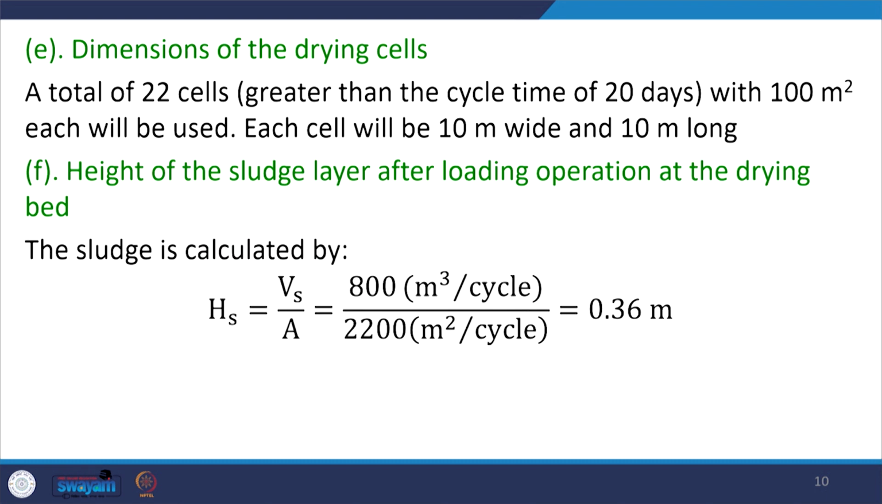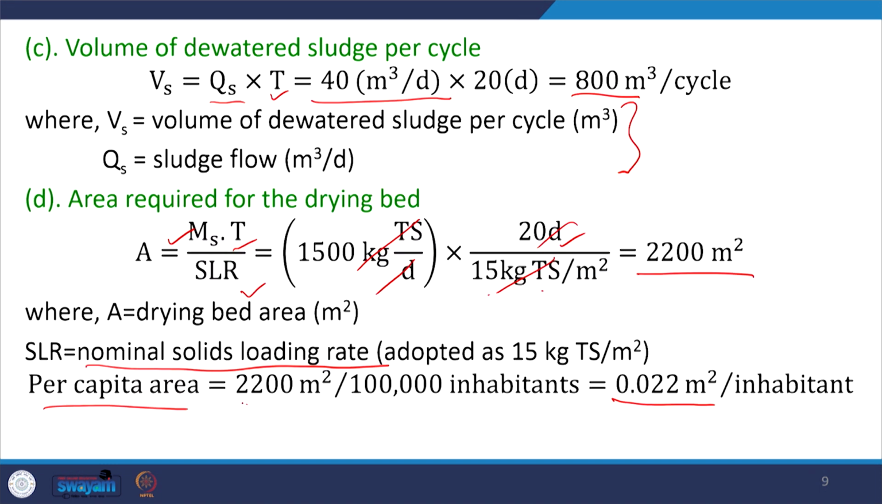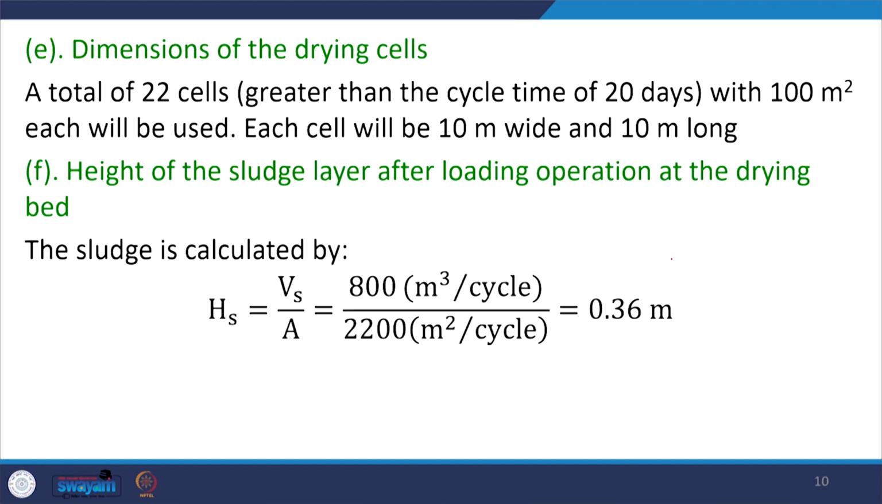So, this we know. Now, the dimension of the drying cells that we have to use, because this is very important, that how many cells we are going to use. So, from this data, since it is roughly coming 2200, a total of 22 cells greater than the cycle time of 20 days with 100 meter square each will be used. So, this is very important that whatever is the cycle time, each day we have to load some sludge. So, the number of cells should be greater than the cycle time.